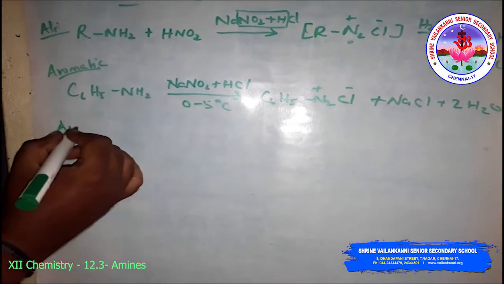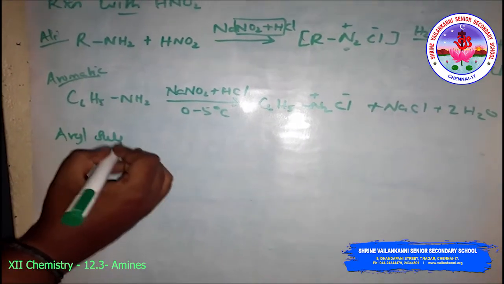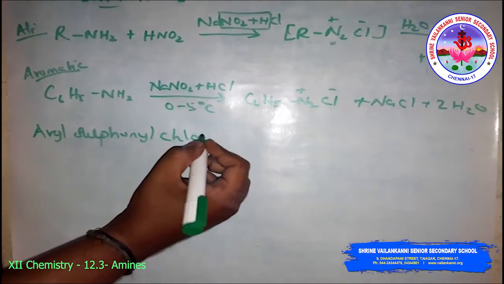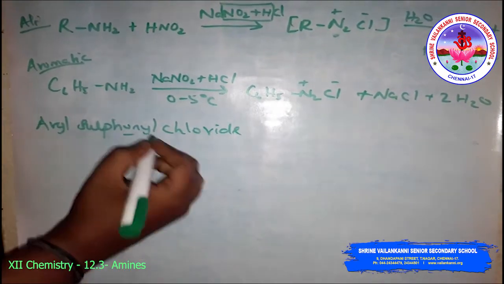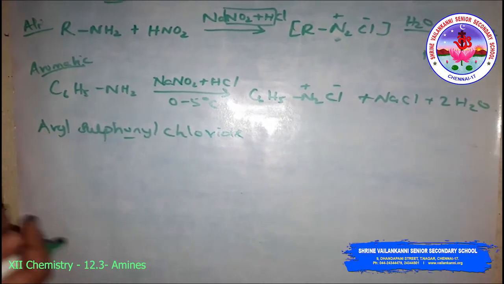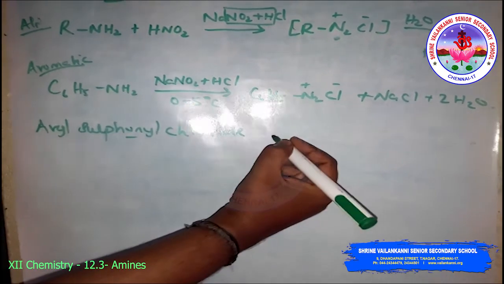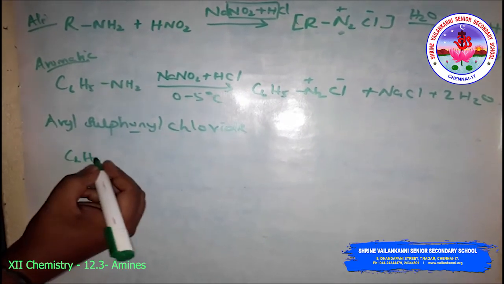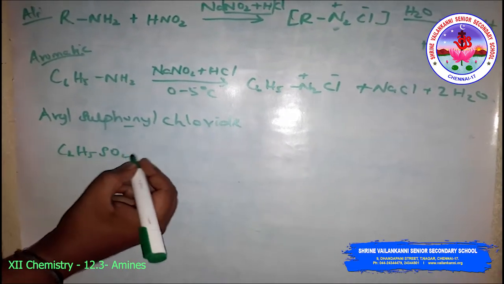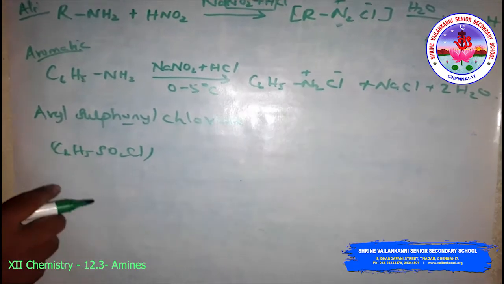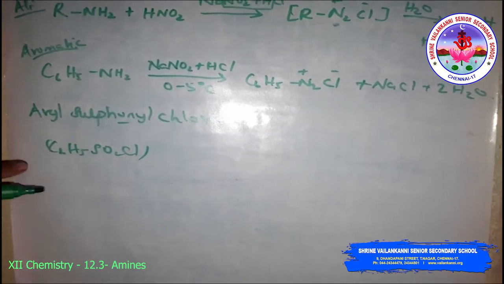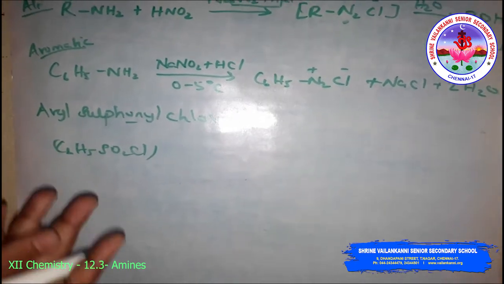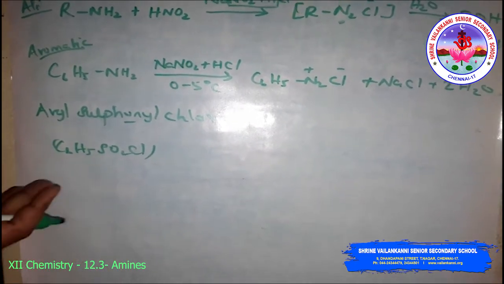Reaction with aryl sulfonyl chloride. The benzene sulfonyl chloride, whose formula is C6H5SO2Cl, is also called Hinsberg reagent. It reacts with primary and secondary amines to form the sulfonamide.